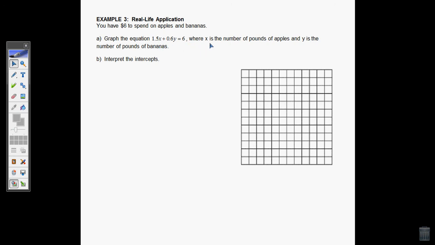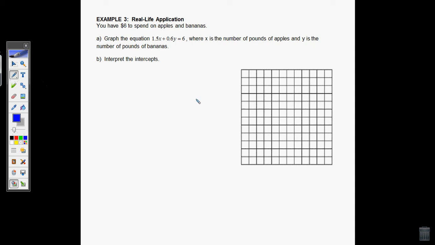Graph the equation 1.5x plus 0.6y equals 6, which seems to be just a random collection of numbers and variables. But there's a comma and it's going to tell me what everything means, where x is the number of pounds of apples and y is the number of pounds of bananas. And then we're going to have to interpret the graph after that. Alrighty, so let's go ahead and graph it. I am going to graph by intercepts, because I think that's the easiest way to do that right here.